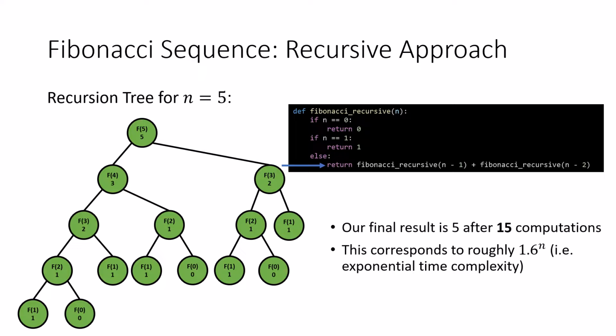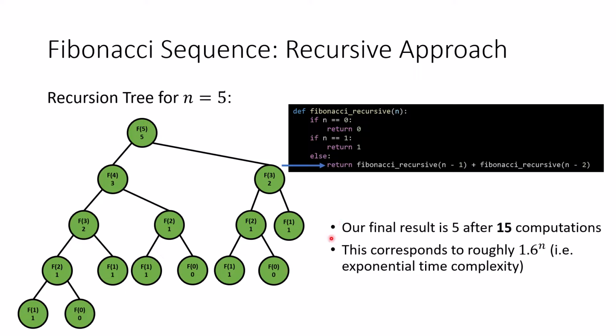Now, if you'll notice, if you count how many calls of this function we have to do, if you just count all the nodes, we had 1, 2, 3, 4, 5, 6, 7, 8, 9, 10, 11, 12, 13, 14, 15. So we resulted in 15 computations in total.